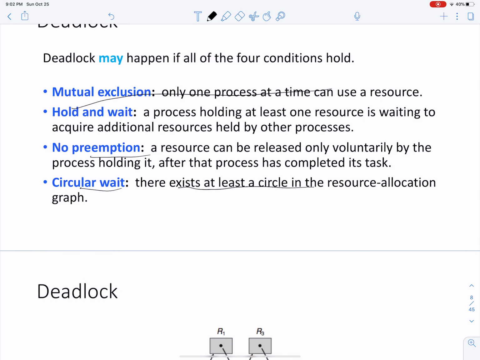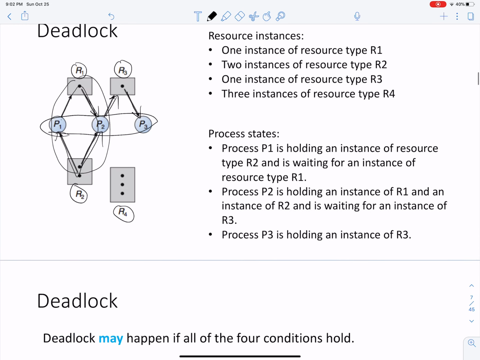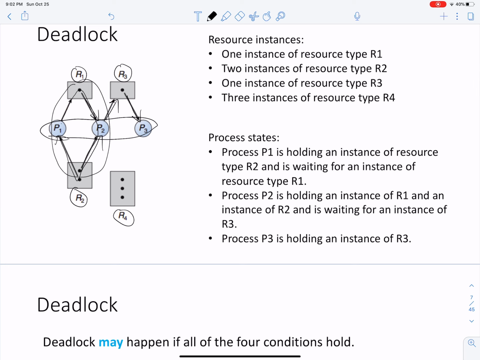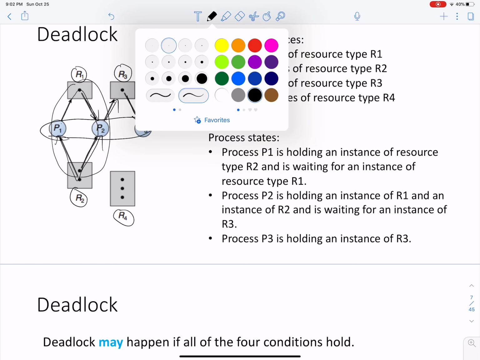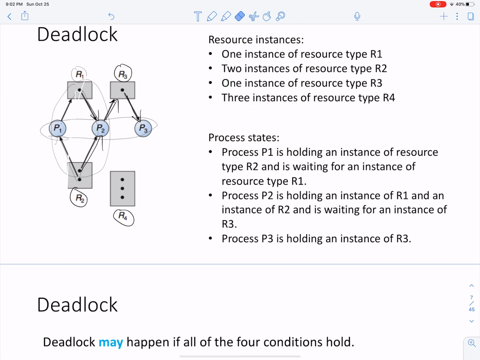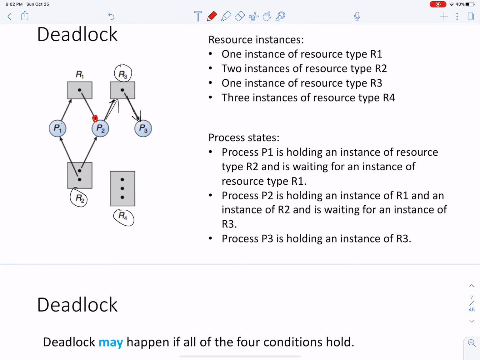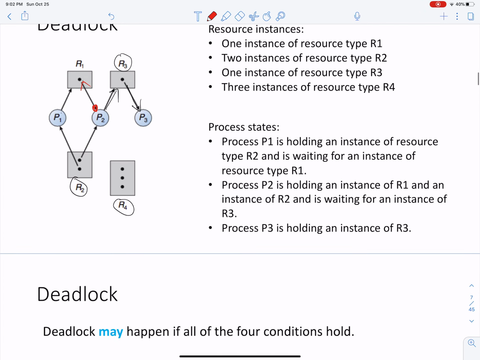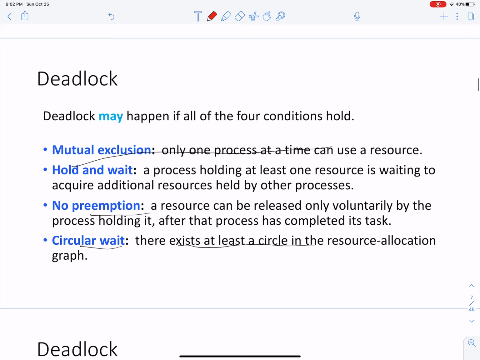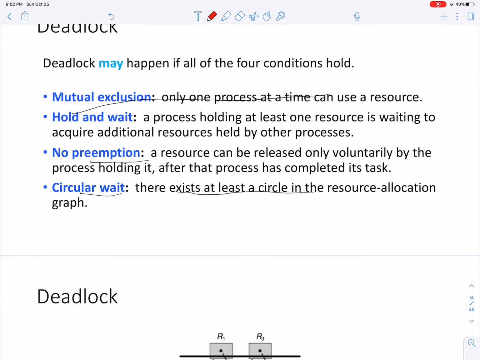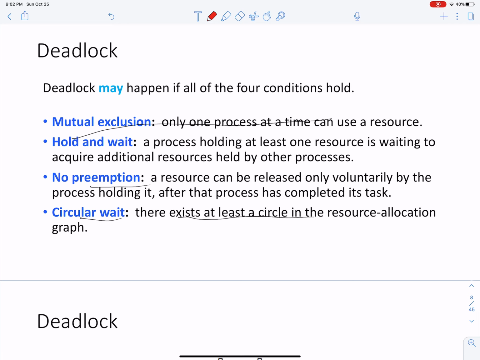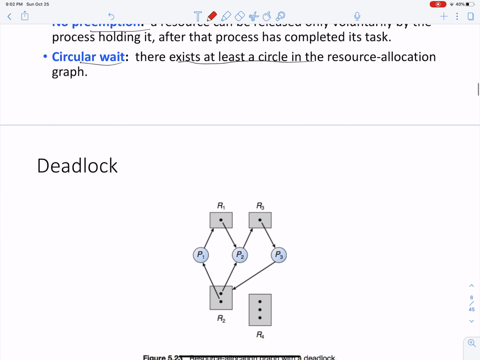Meaning that there exists at least a circle in the resource allocation graph. And here we need to note that the directions of the edges count. So if the direction of the edge is not this way, it's this way, then there is no circle. So a circular wait does not exist in that case. If all of these four conditions hold, then there is a possibility of deadlock. Otherwise, there couldn't be any deadlock.